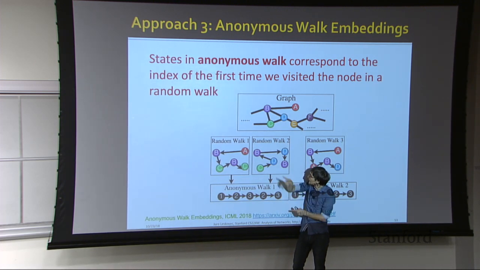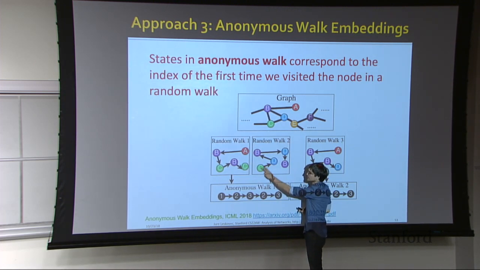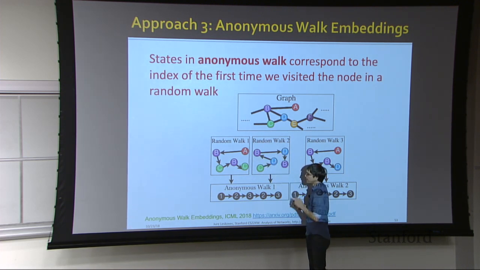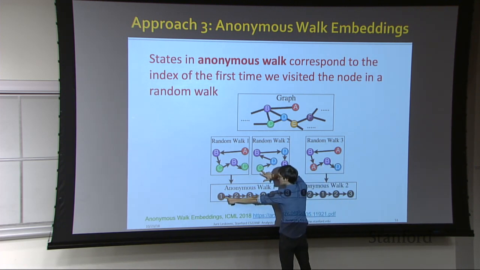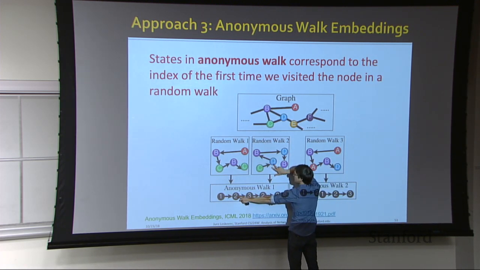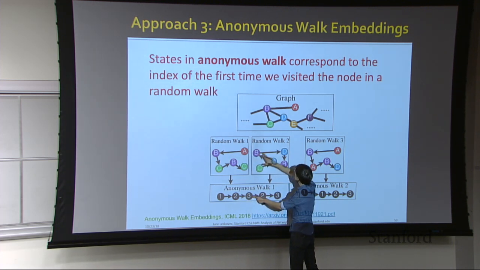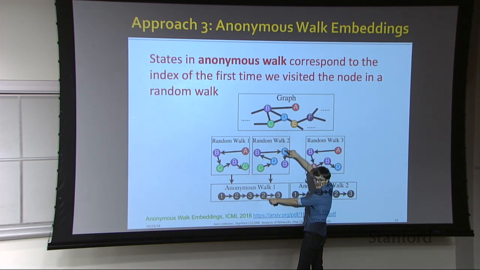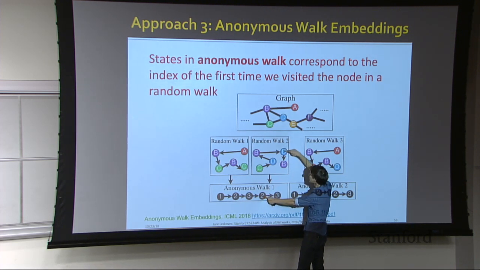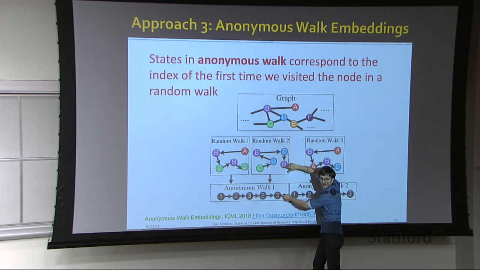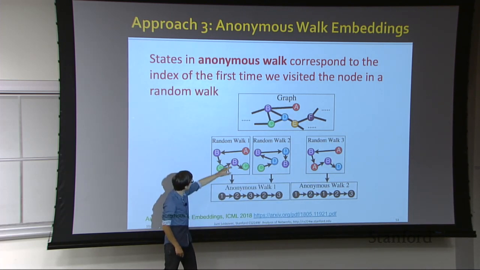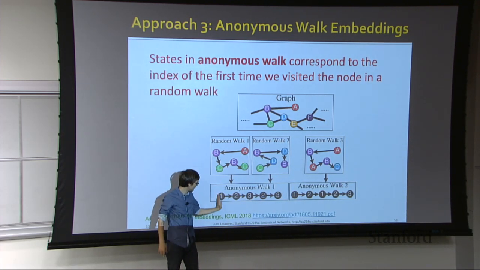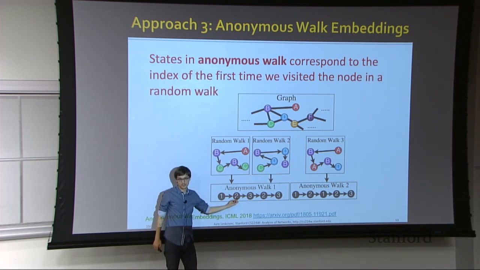A different random walk that goes from C to D to B to D to B would have the same anonymous walk, right? Because we start at C. C is the first node we visit. D is the second node we visit. B is the third node we visit. We go to D again. D was visited at step 2, so we put a 2 here. And then we go to B. B was visited at step 3, so we put a 3 here. The reason why this is called anonymous walk is because we forget the IDs of the nodes, but we remember when in the past we visited that node.